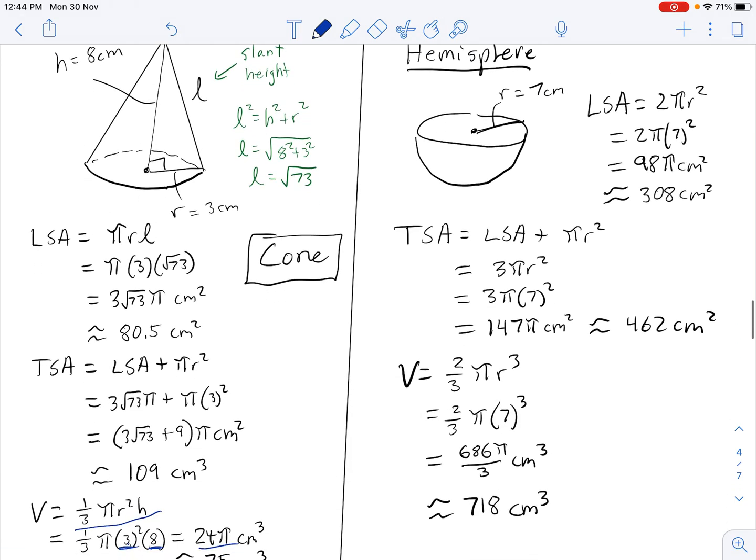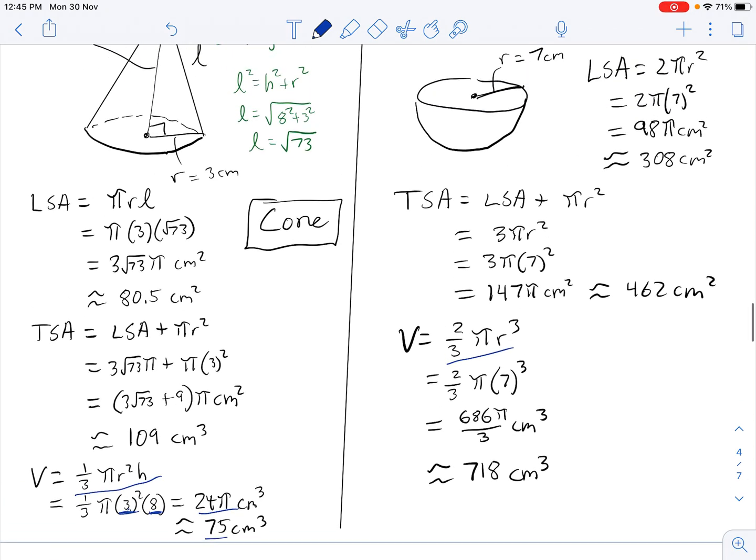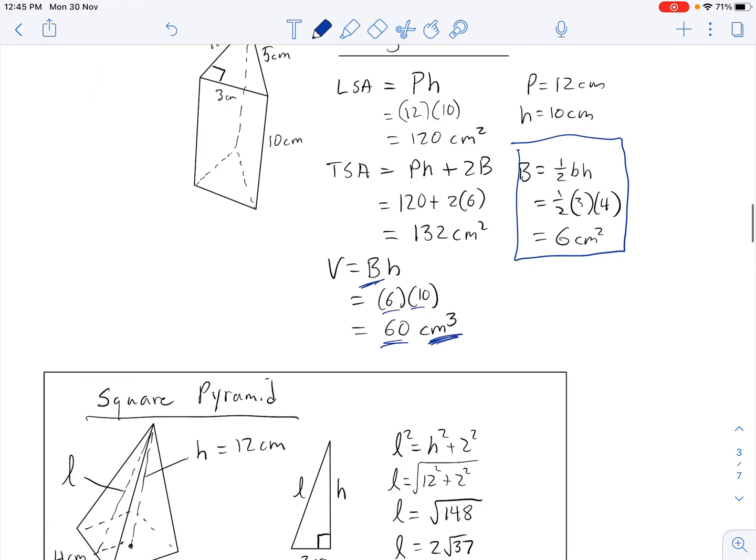Here we have a hemisphere. Radius is 7. So we plug in, actually we'll talk about spheres later, so I'll leave that alone. So that's it for volume.